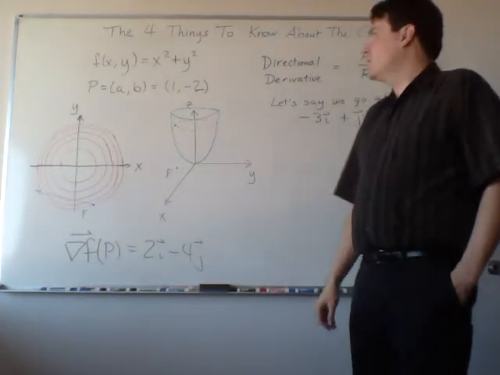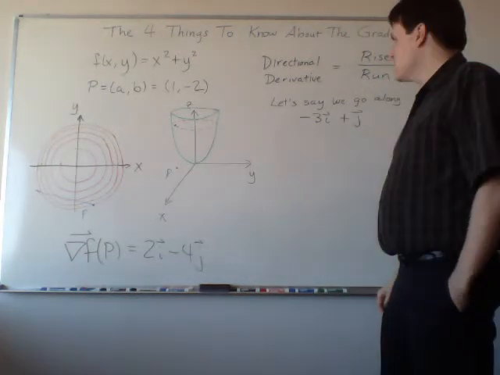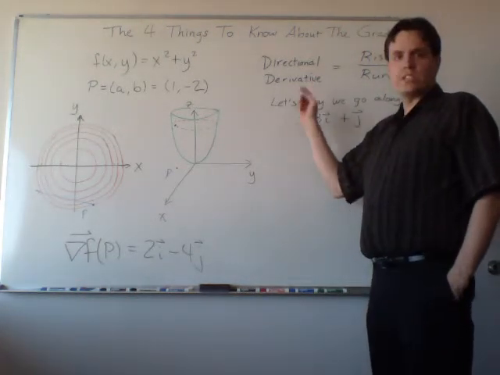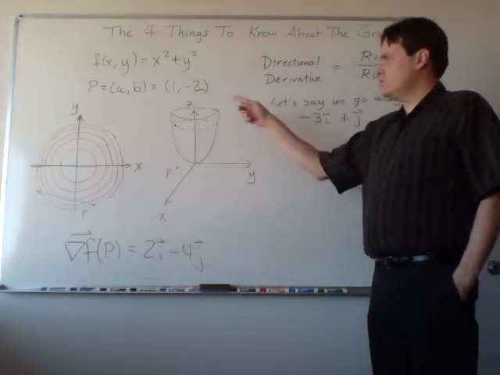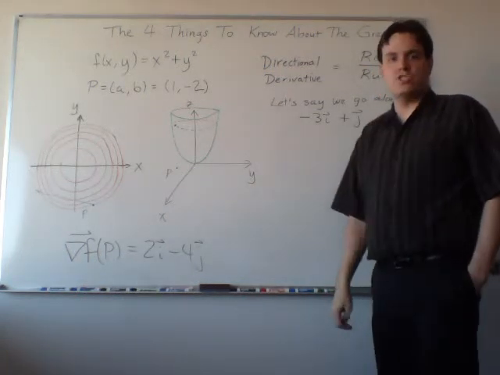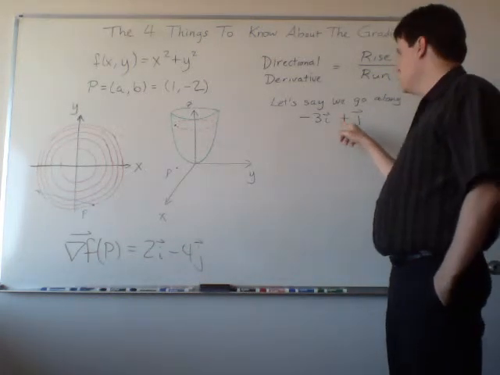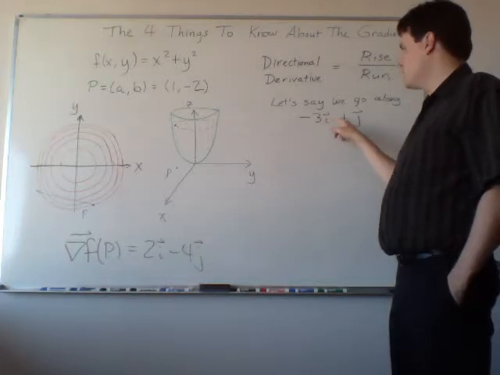All right, this is part 2 of the 4 things to know about the gradient. At the end of the last video, I asked what would be the directional derivative of this function at the point P in the direction negative 3i plus j, and I suggested that we were going to use linear approximation to try and figure out what happens to the value of the function as I move in the direction of this vector.